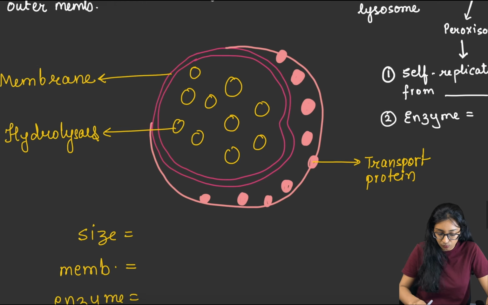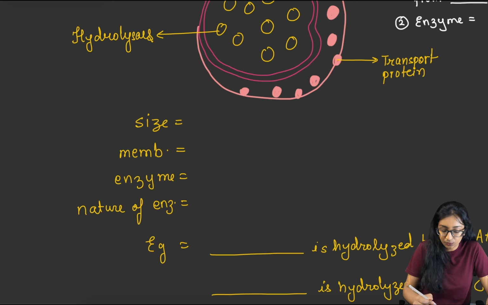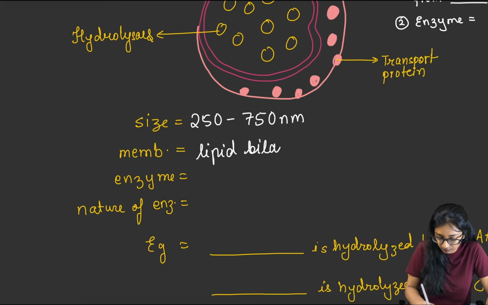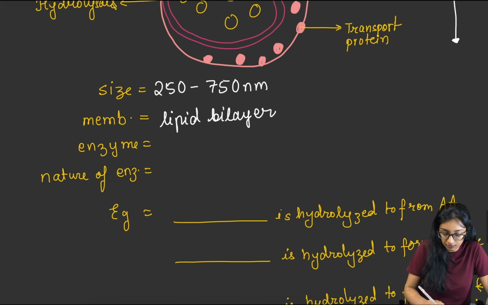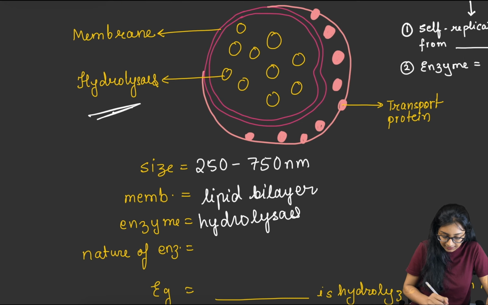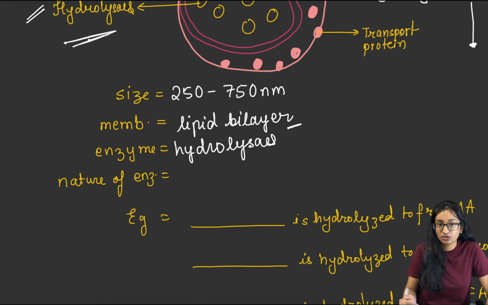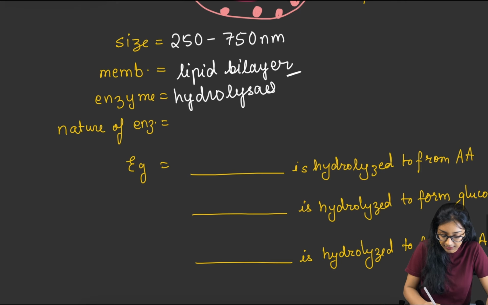Now, we should understand what lysosomes are. The size of the lysosome is 250 to 750 nanometers. Its membrane is once again a lipid bilayer. It consists of enzymes called hydrolases. As mentioned in the diagram itself, we have the hydrolases present inside them, and the membrane is a lipid bilayer. The nature of these enzymes is to digest everything. So the lysosome can be termed as the intracellular digestive system. The nature of the enzyme is digestive.